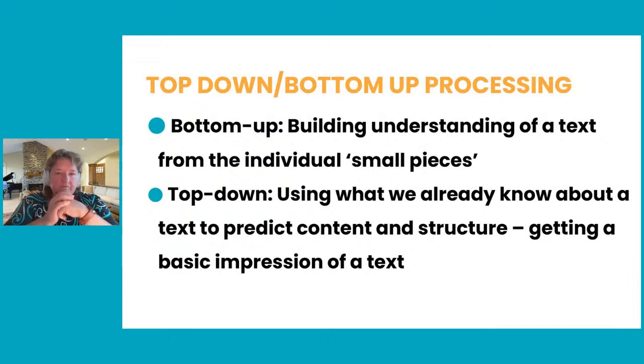And then let's talk about top-down and bottom-up processing. So it's the different ways to handle text. Bottom up is if you build understanding of a text from the small pieces. Top down, if you use what you already know about the text, you kind of predict the content and the structure, so you get a basic impression of a text. So there should, again, be a mixture of the two. Sometimes you use this, sometimes you use the other.